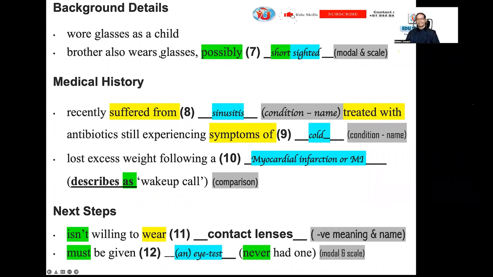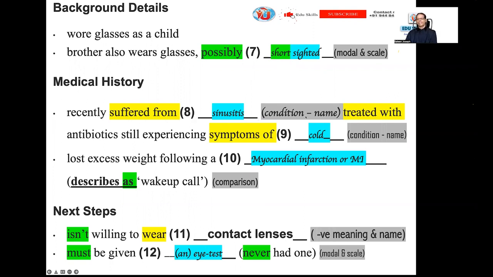Brother also, I'll be describing how to take it over, and I will analyze the text script. Brother also wears glasses, possibly. The word says there in the text, it says maybe short-sighted. Okay, you have a model here. Maybe is a model used in the audio, and a scale, short, a scale being used. Recently suffered from, when you're suffering from a sickness, right?